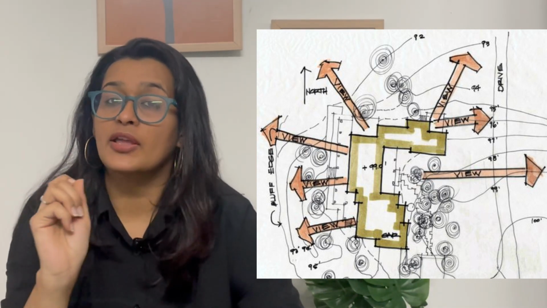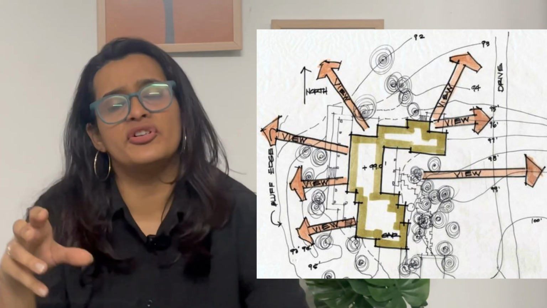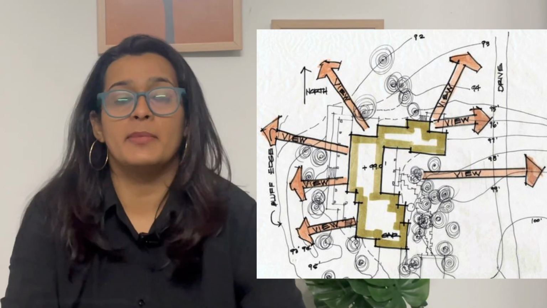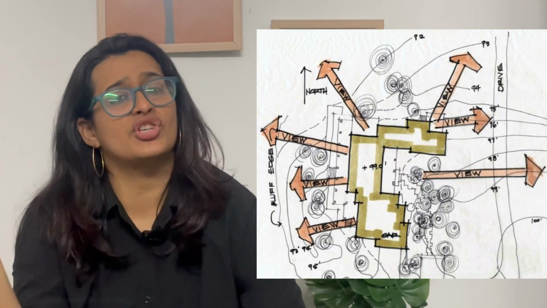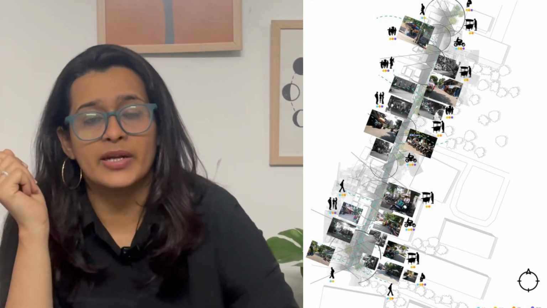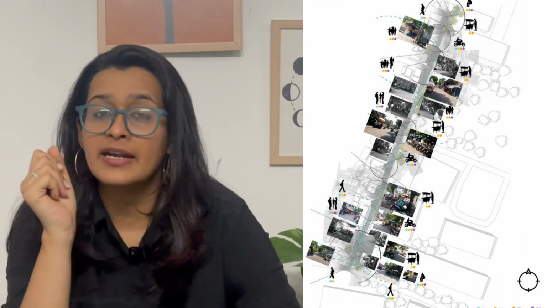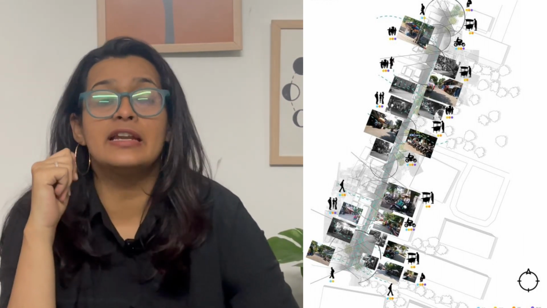So you have to mark your undesirable views and general views from the site. You can make a sketch for it, or you can just click photographs of existing conditions and place it on your plan. Another important thing when it comes to site analysis is understanding ventilation and understanding its section.